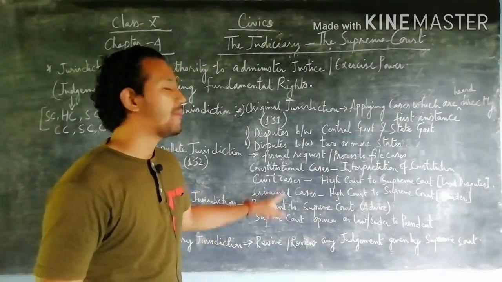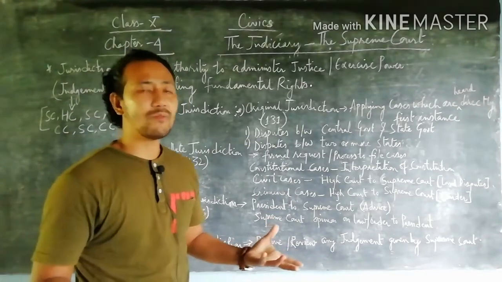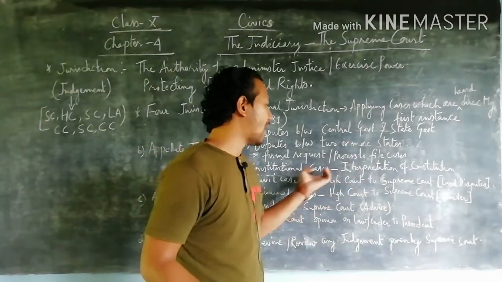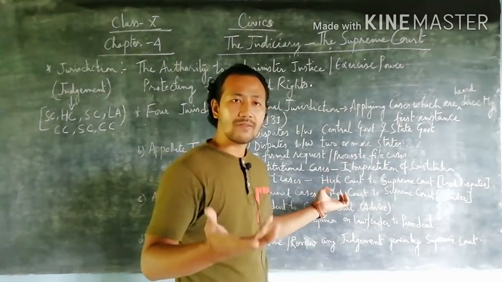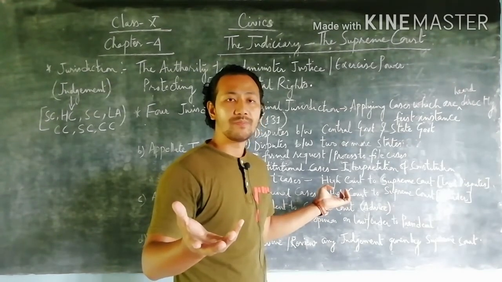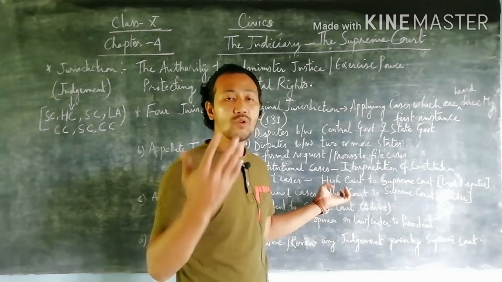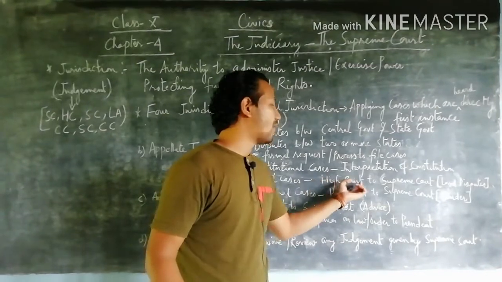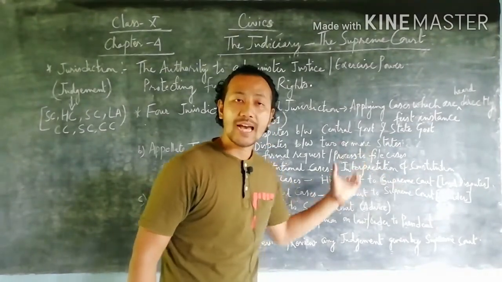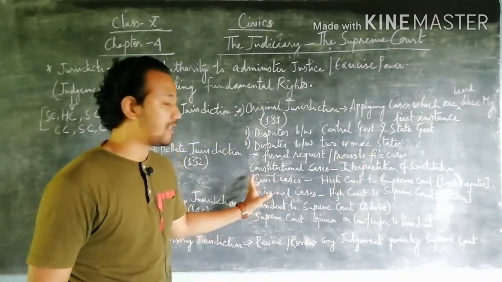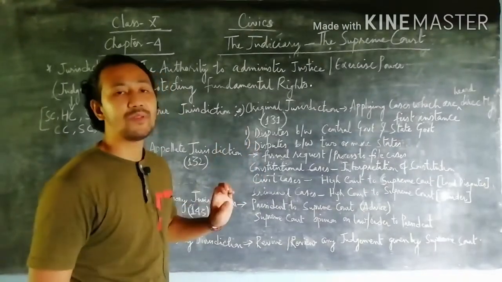Second, the civil cases. Civil cases are mostly about, for example, land disputes, those kinds of disputes that are forwarded from the High Court to the Supreme Court. So they are known as civil cases under the appellate jurisdiction.